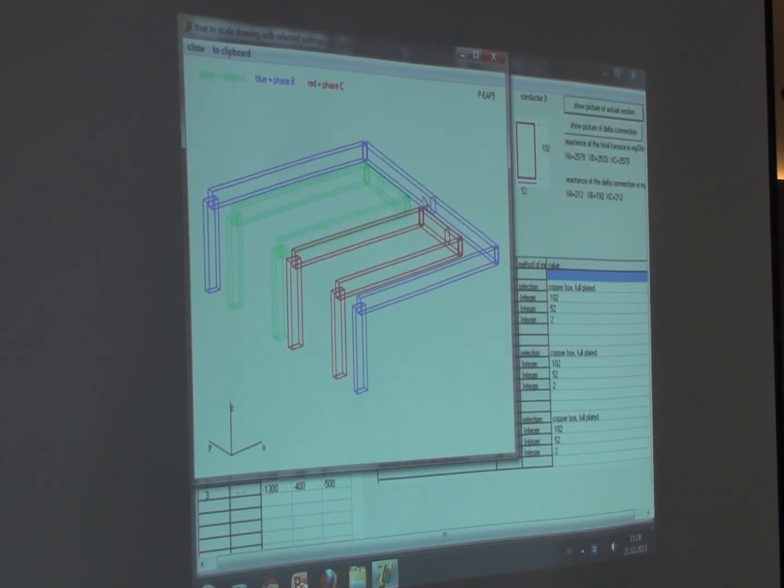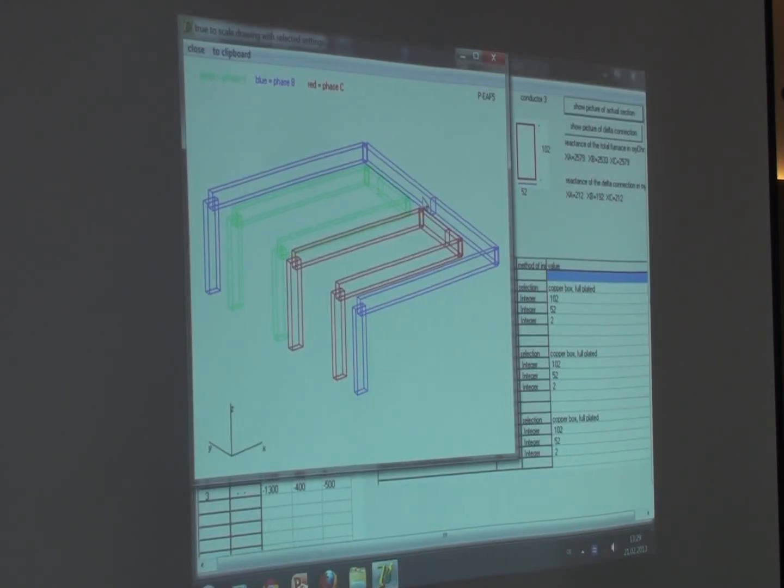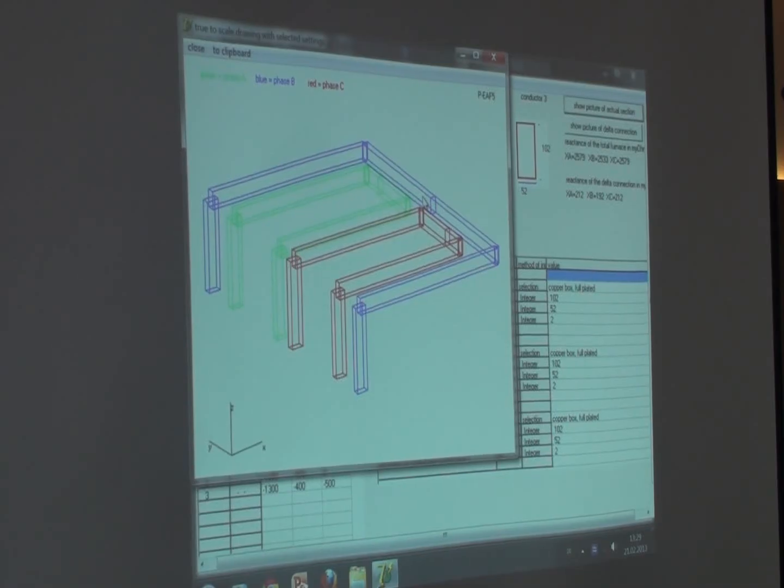You see also in the example here a delta connection. What kind of delta connection is this? This is a parallel system. You see this outside conductor is what we see in blue. And this is the connection to phase C. Phase A is not seen, and this is the connection to the middle phase B, and there's also an additional reactor in it.